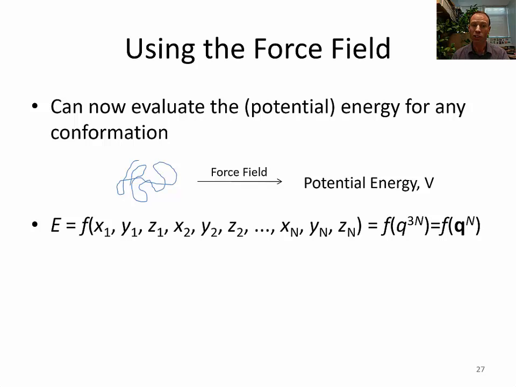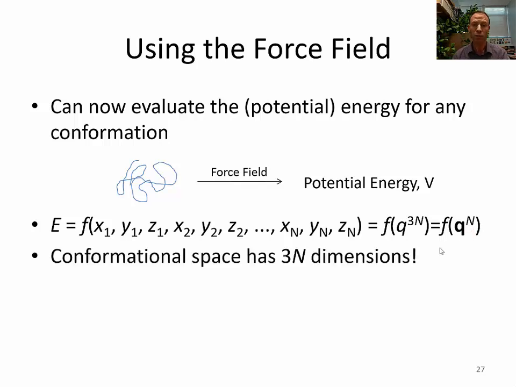So we've got the coordinates of atom 1, x1, y1, z1, the coordinates of atom 2, up to the coordinates of atom n. Therefore this energy is a function of 3n coordinates. So we've got q here, which is just a generic coordinate, to the power 3n. We've got 3 coordinates for each of the n atoms. If we write our coordinates as a vector, we can write it as bold q to the power n. This is because conformational space has 3n dimensions, where n is the number of atoms in the system.